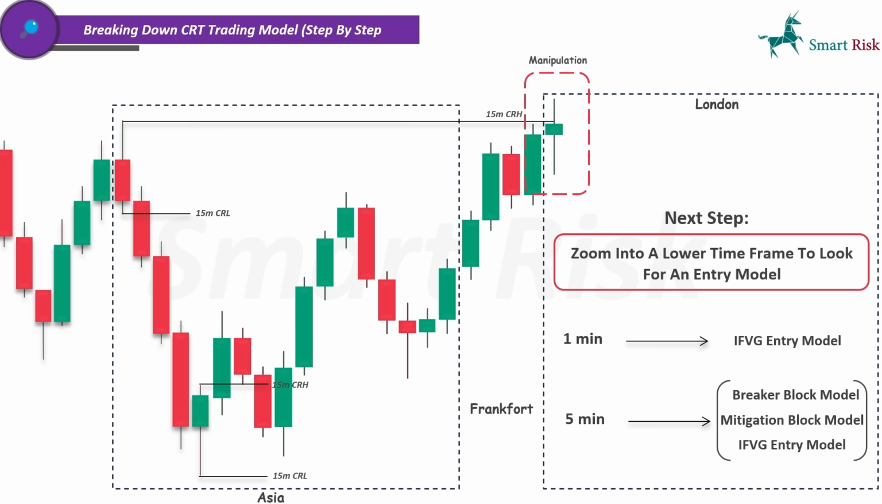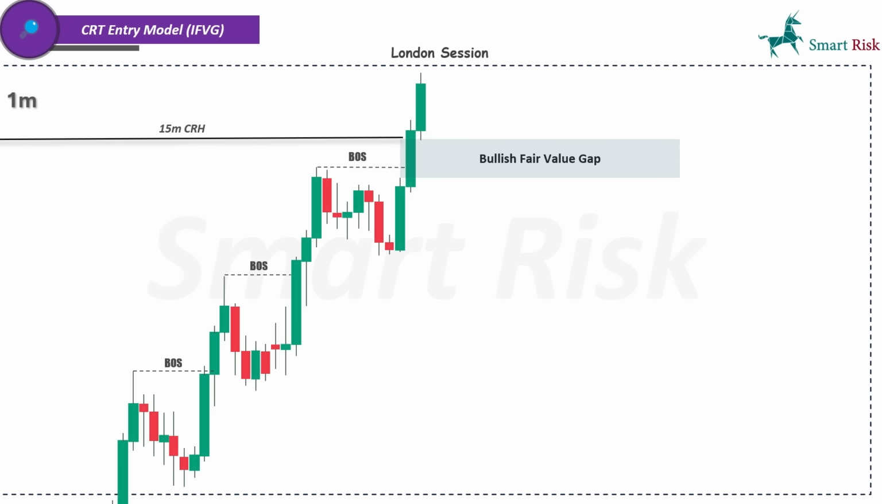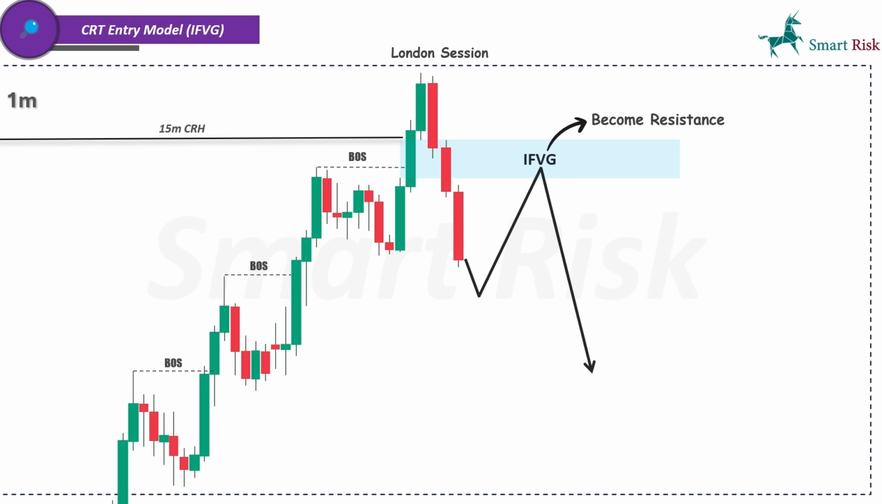Now, in the next step, if we are using the 1-minute time frame, we look for a violated fair value gap that flips into an inversion fair value gap. This becomes our second layer of confirmation. Once the IFVG forms, it often acts as a new resistance level, giving us a strong area for a potential sell entry. And if a market structure shift happens at the same time, that adds another powerful layer of confluence and makes the setup even stronger.